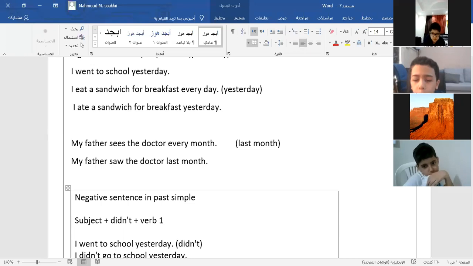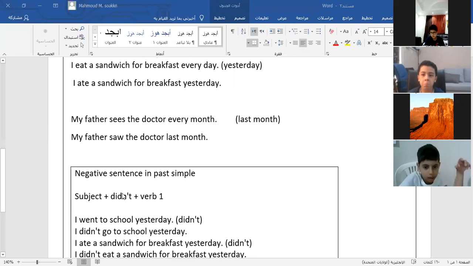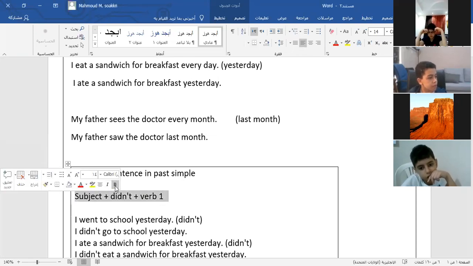Okay, students. So we start with the subject. After the subject, we use didn't. Remember that, students. Everyone, be careful. We use didn't to make negative. And after didn't, we use verb one. This is the rule. Let me make it bold. Let me make it red. And let's follow the rule.